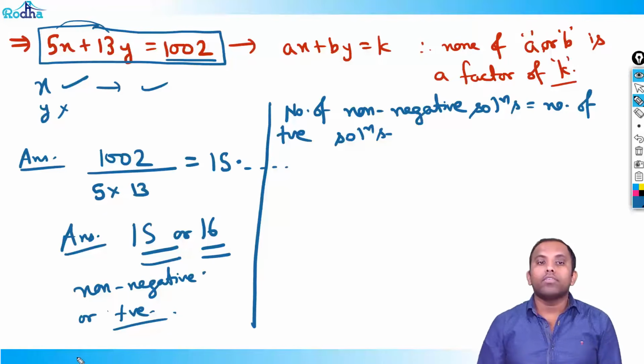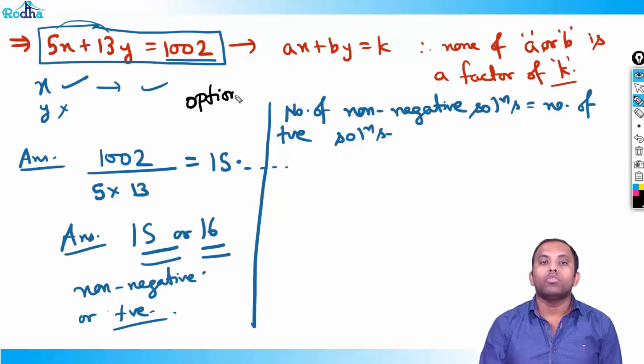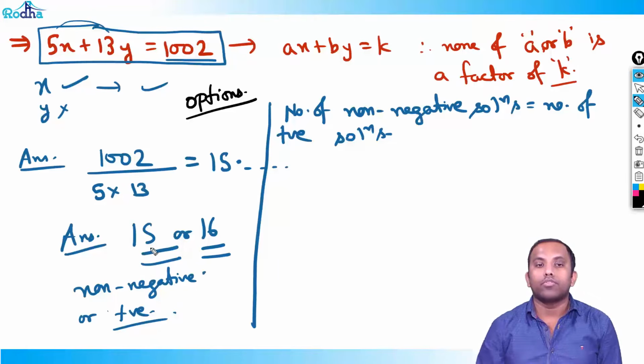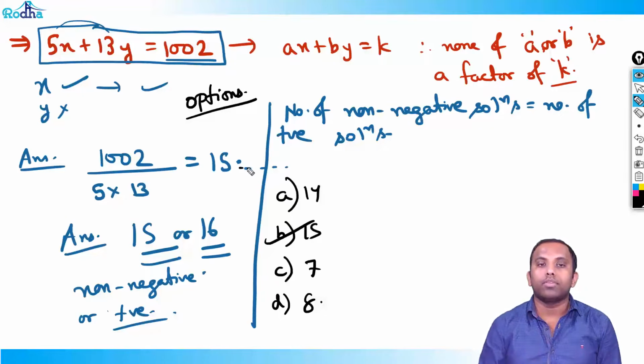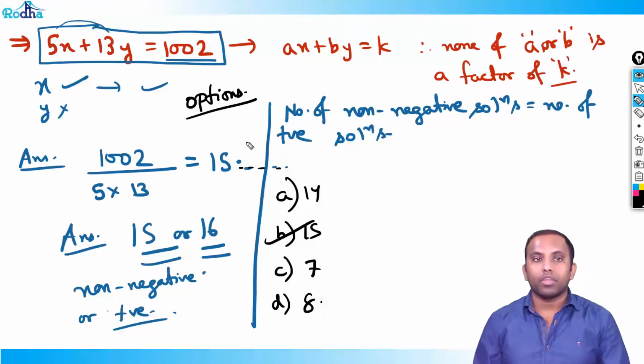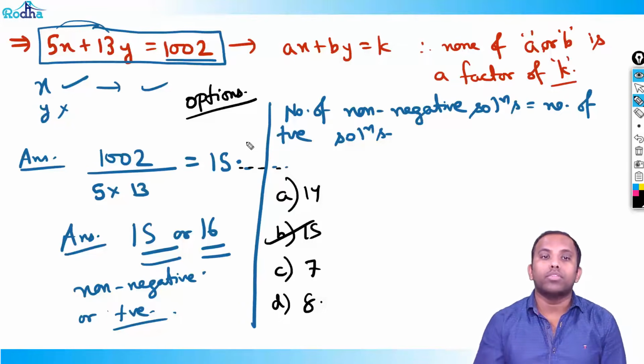So this kind of question now depends on options. If you have options given and they are not too close, and the answer is 15 or 16, and the options are, let's say, 14, 15, then 7 and 8, then very quickly you can write 15 as the answer, because if it is coming as 15 point something, then the answer is for sure 15 or 16. So you can use this if you find options which suit this kind of case.